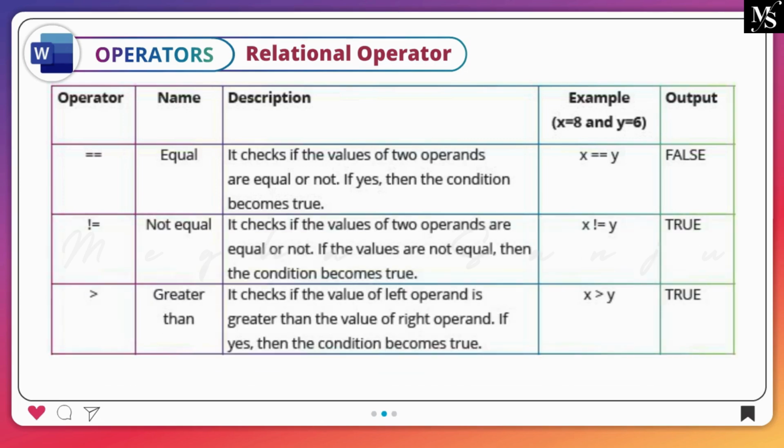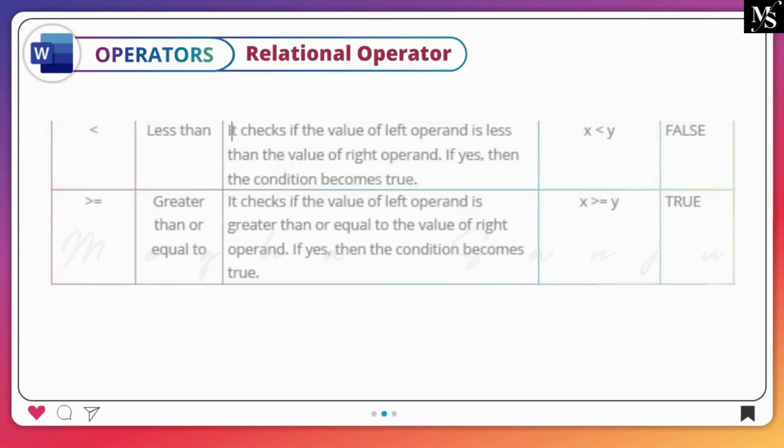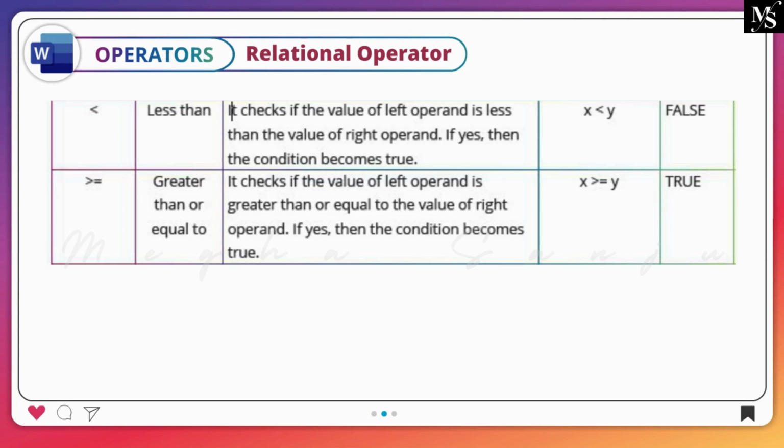Not equal. It checks if the values of two operands are equal or not. If the values are not equal, then the condition becomes true. x not equal to y, true. Greater than. It checks if the value of left operand is greater than the value of right operand. If yes, then the condition becomes true. x greater than y, true. Less than. It checks if the value of left operand is less than the value of right operand. If yes, then the condition becomes true. x less than y, false.